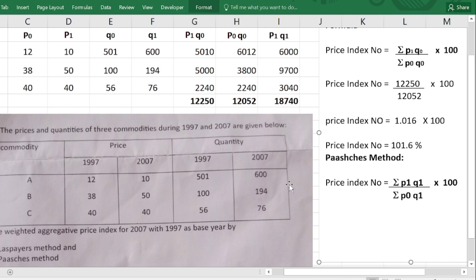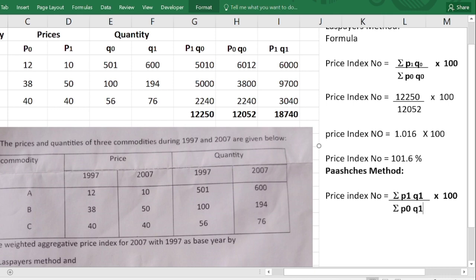Okay. After that, we find the price index number by using the Paasche formula. Remember, what is the Paasche formula? Sigma P1 Q1 divided by sigma P0 Q1 multiplied by 100. What is the code of the Paasche formula? 1110 is the Paasche code. How can we apply this code on the Paasche formula? The first two digits we apply on the upper side: 1 with P, 1 with Q, 11 we mention here, and 10 on the lower side. There, 1 we apply with Q and 0 we apply with P.